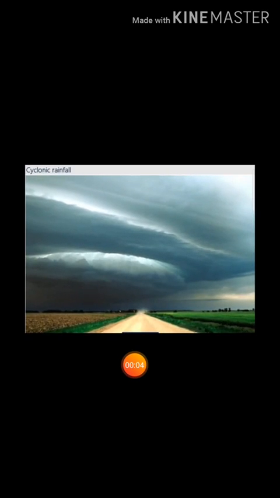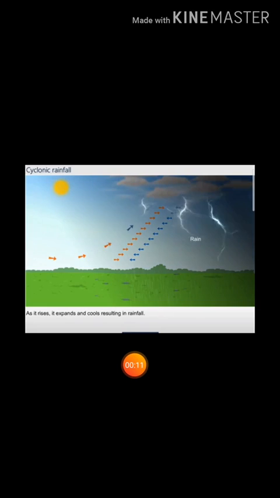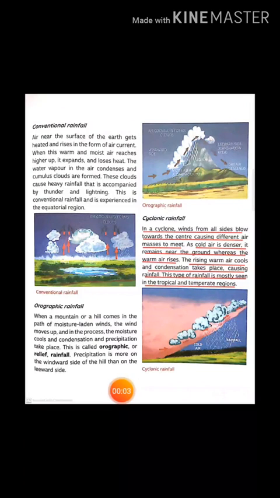Cyclonic rainfall. Cyclonic rainfall is caused when warm and cold air masses meet at a front. As cold air is denser, it remains close to the ground while the warm air rises above it. As it rises, it expands and cools, resulting in rainfall. This type of cyclonic rainfall is mostly seen in the tropical and temperate region.